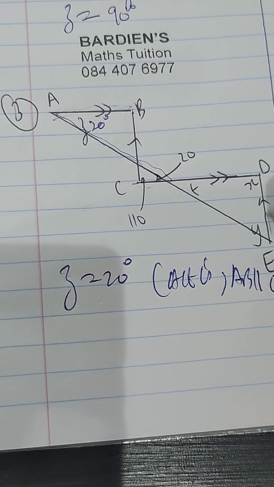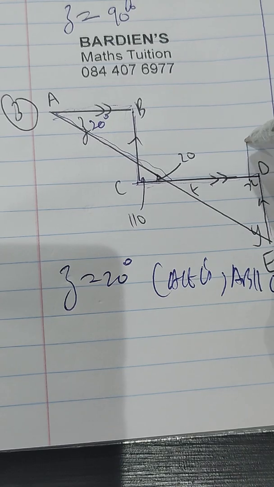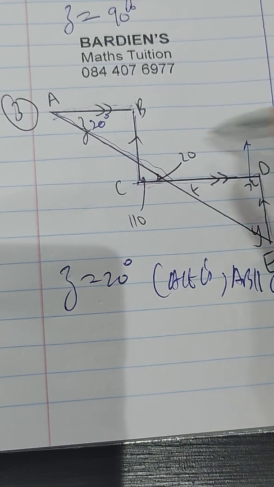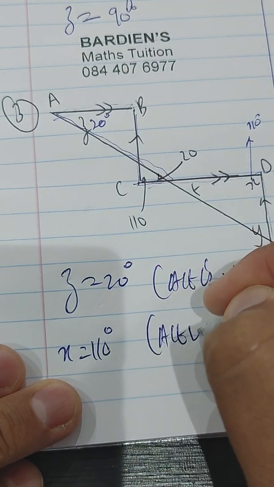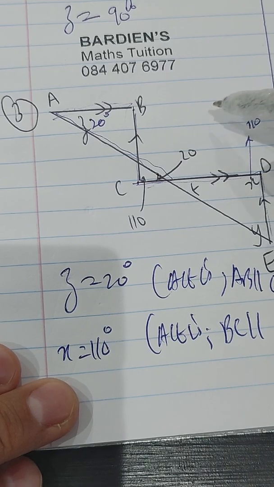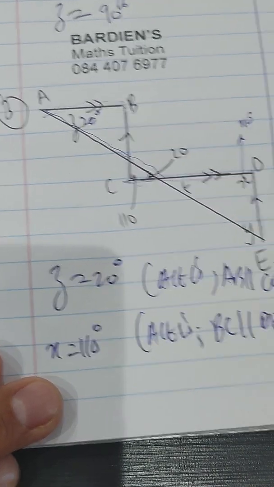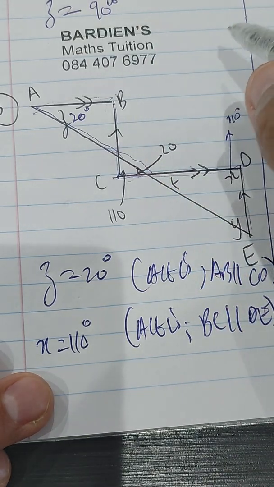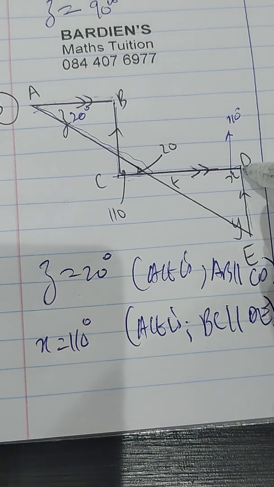Then X, again, alternate angles there. Can you see that? So X is 110 degrees. It's alternate angles with BC being parallel to DE. Okay. So that's going to be 110 degrees. Y.